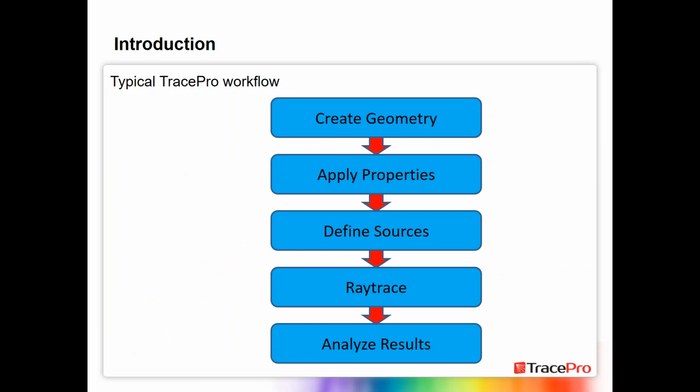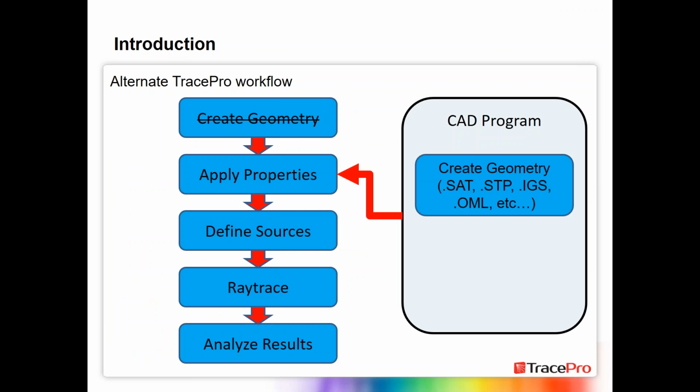Now, as an alternative workflow, you could work with a CAD program, such as SolidWorks, CATIA, ProEngineer, Inventor, or really any CAD program. Create the geometry in that CAD program, and then export it as a STEP, an SAT, or an IGES file, or using the TracePro Bridge for SolidWorks, an OML file. Export that to TracePro, and then in TracePro, apply the properties, define sources, run the ray trace, and analyze the results.